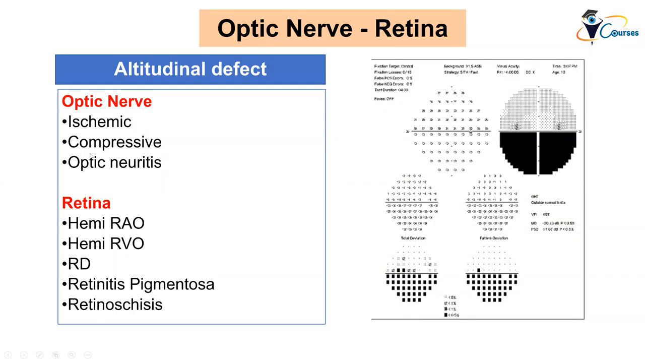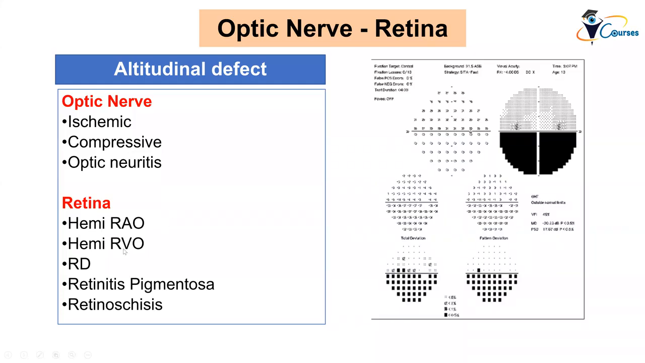Less common causes will be compressive lesions and optic neuritis. Compressive lesions and optic neuritis tend to be less likely to respect the midline than the ischemic type, but they can still be considered altitudinal field defects. More commonly presenting with altitudinal field defects will be the retinal causes, like hemi-retinal artery occlusion or hemi-retinal vein occlusion involving the upper retina or the lower retina, retinal detachment, retinitis pigmentosa or retinoschisis. Those lesions may also present with altitudinal field loss.